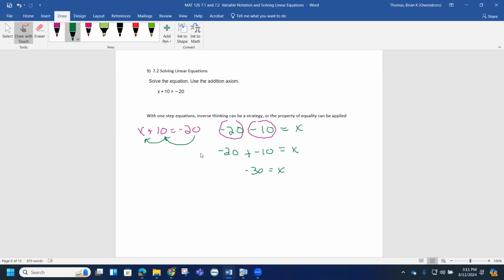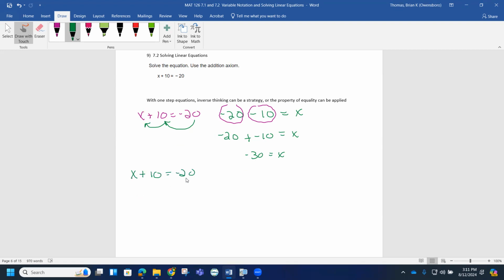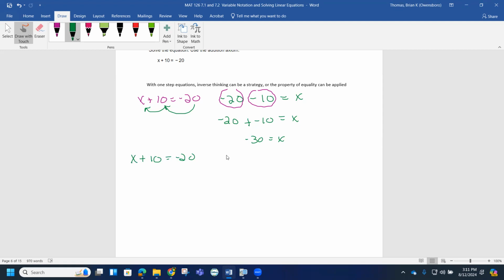Now, the property of equality basically says what you do to one side, you can do to the other. So if I have x plus 10 equals negative 20, what I can do, as you recall, is what's called get x by itself. To get x by itself means this plus 10 has to go away. So how do we lose 10? I like to use what's called a zero pair. To get a zero pair, I use the opposite of what's here. Since I see a positive 10, what that tells me to do is add a negative 10 to each side.